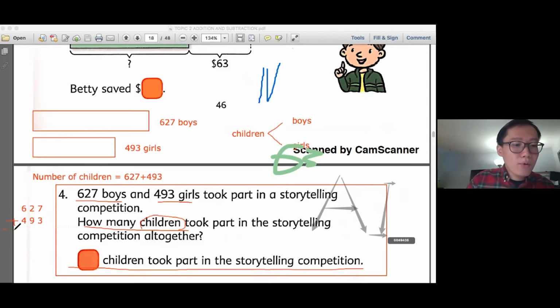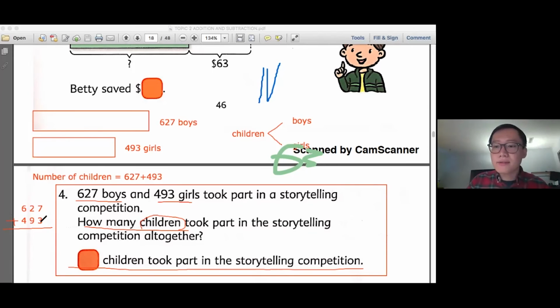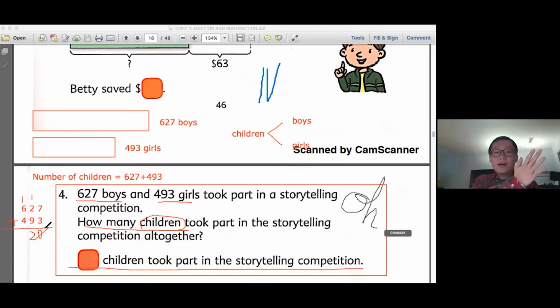Okay. Whenever we add, we want to start with the ones place. 7 plus 3, that's a 10. But we cannot fit a 2-digit number into the same place. So we have the 1 that will be carried over, and that's left with a 0 in the ones place. Now let's move on to the tens place. So in the tens place, we'll have 2 plus 9, that's 11. But we still have a 1 to add. So that'll be 12. Again, the 1 carries over to the hundreds place. Now let's move on to the hundreds place. 1 plus 6 plus 4, that's 11.